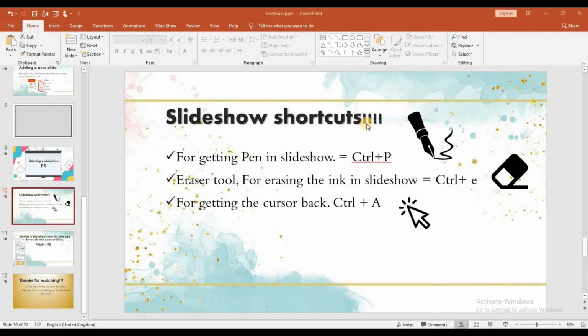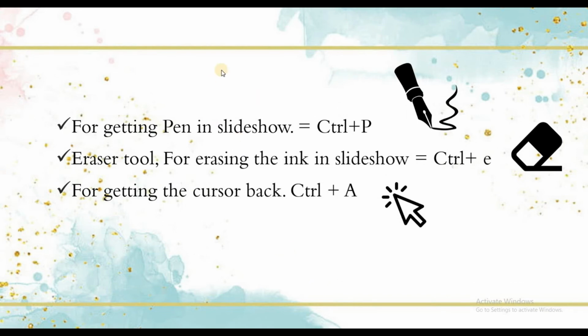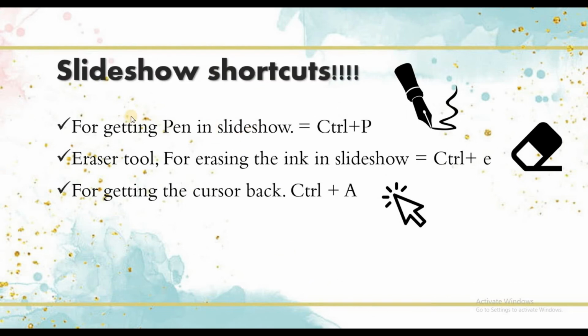Next are some slideshow shortcuts. These shortcuts include how to get a pen in slideshow, how to erase the ink in slideshow and getting the cursor back. First I am going to start the slideshow and then these are the slideshow shortcuts, and first use the shortcut key Ctrl+P to get the pen. You can see I have got a pen in the slideshow really easily by just using the shortcut key Ctrl+P.